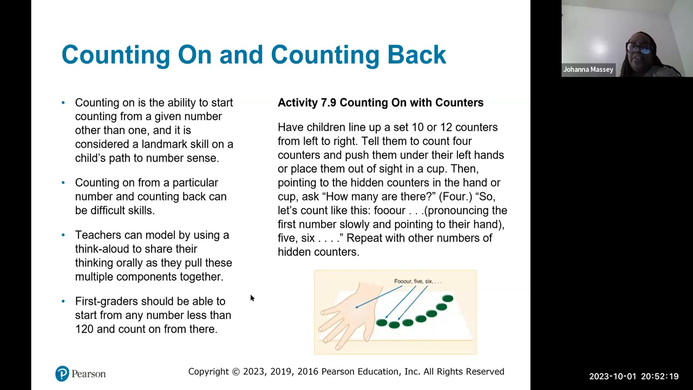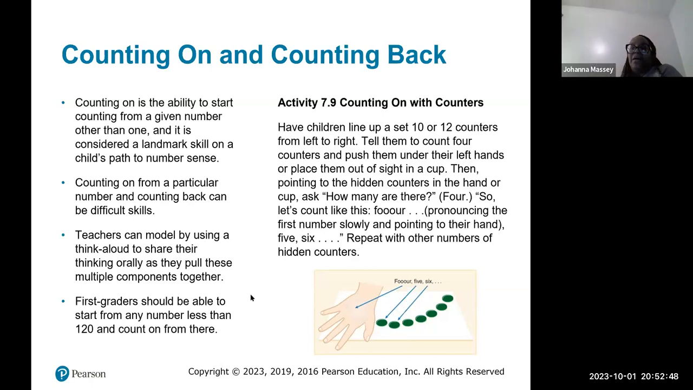And then here's a game that you can play. It's called Counting On with Counters. It's an easy game. You can get some pennies or some coins or whatever you have that you can count, and you count out 10 to 12 of those. From left to right, just line them up. And then you cover up 4 counters and push them under your hand, say your left hand, whatever.